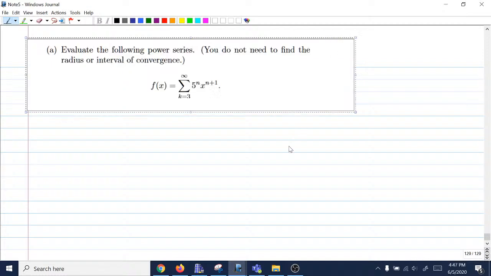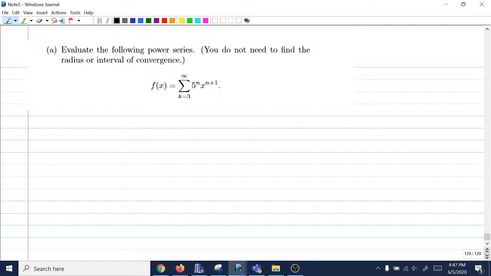What can I do? Oh, this thing's just geometric. If I pull off that extra x, this is x times (5x) to the n, right? It converges when 5x is between negative 1 and 1. That's when x goes from negative 1/5 to positive 1/5. That'll be the radius of convergence.